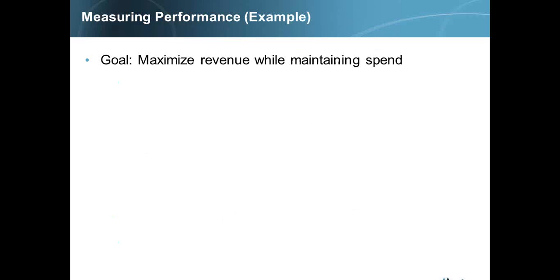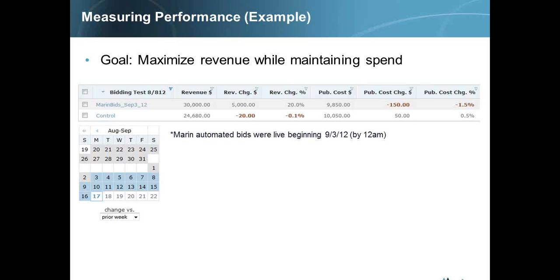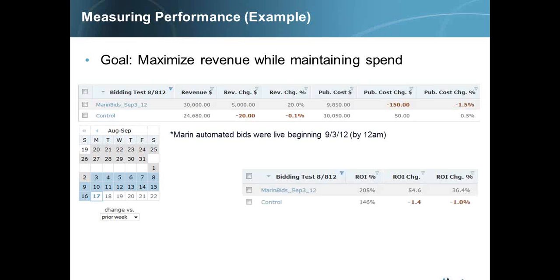So an example of measuring performance. If our goal is to maximize revenue while maintaining ad spend, you can see here that we've set up our dimension called bidding test 8.8.12. And we've got, Marin automated bids were live at the beginning of September, so September 3rd of 2012. And we've got that designated with that value, Marin bids September 3rd, 12. And we've also assigned groups to a control field so that we can easily report on the changes between the two dimensions here.